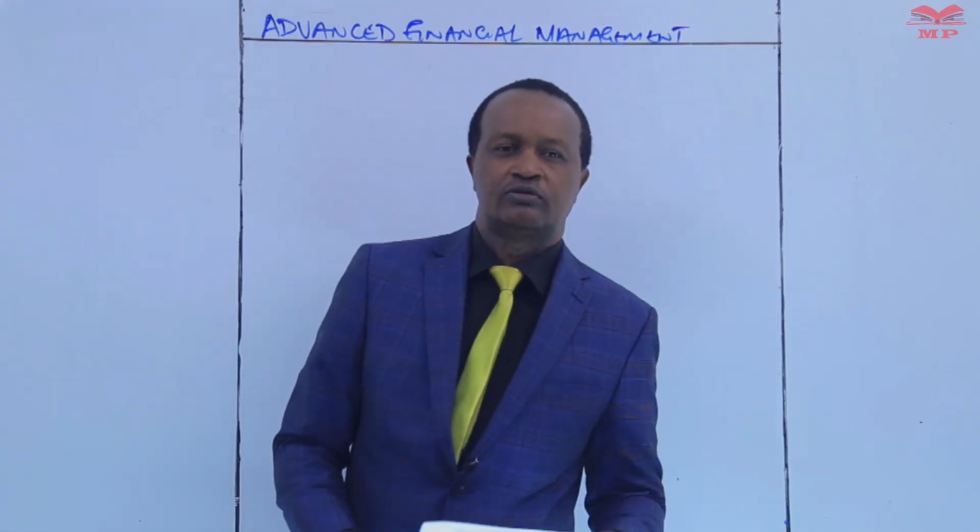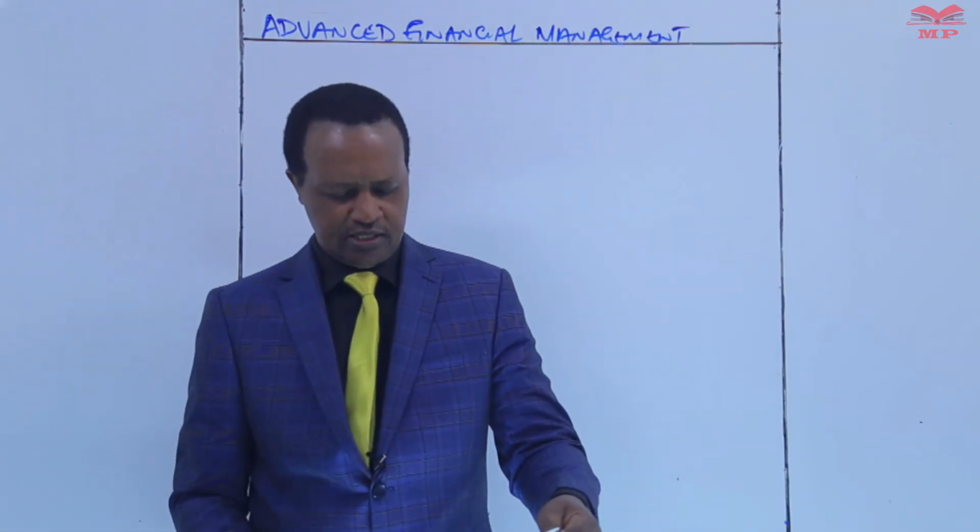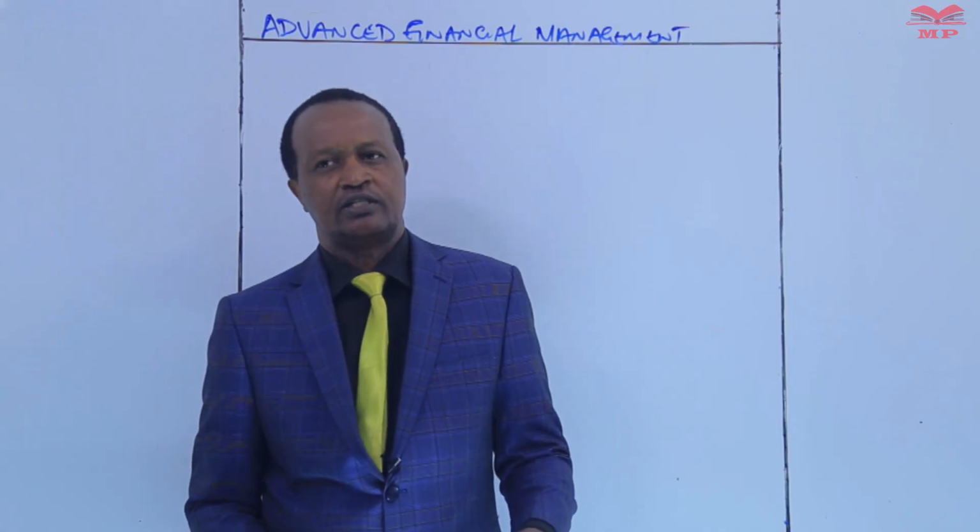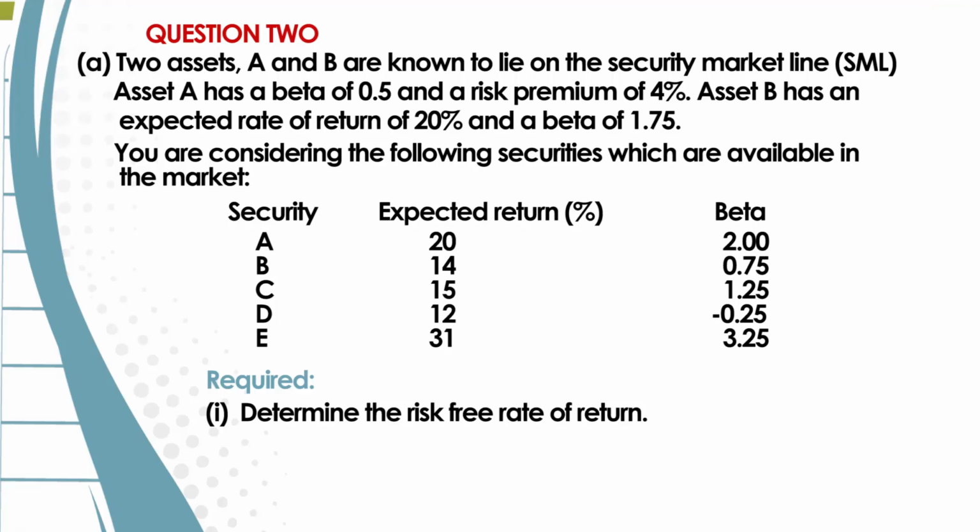Now, candidates, in the context of this question, you can see asset A has a beta of 0.5 and a risk premium of 4%. Asset B has an expected rate of return of 20% and a beta of 1.75. Now, before we get the risk-free rate, what is beta? What is the meaning of beta?